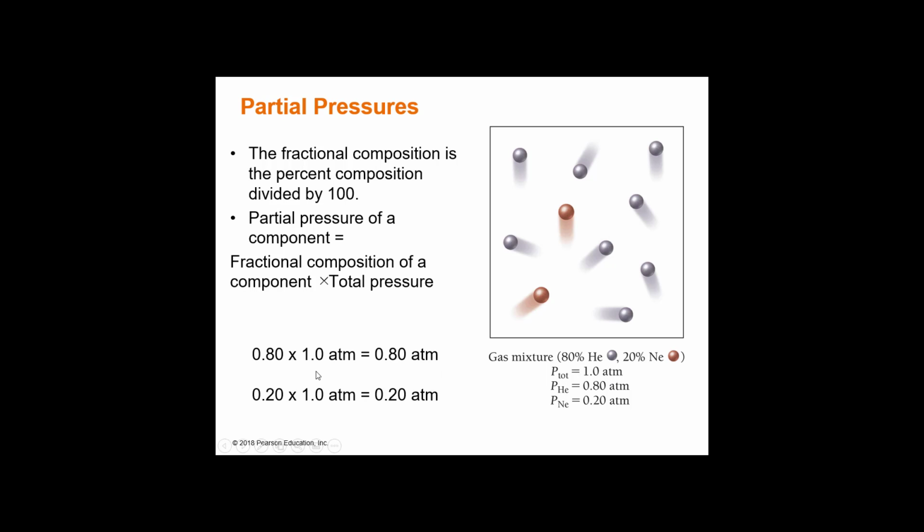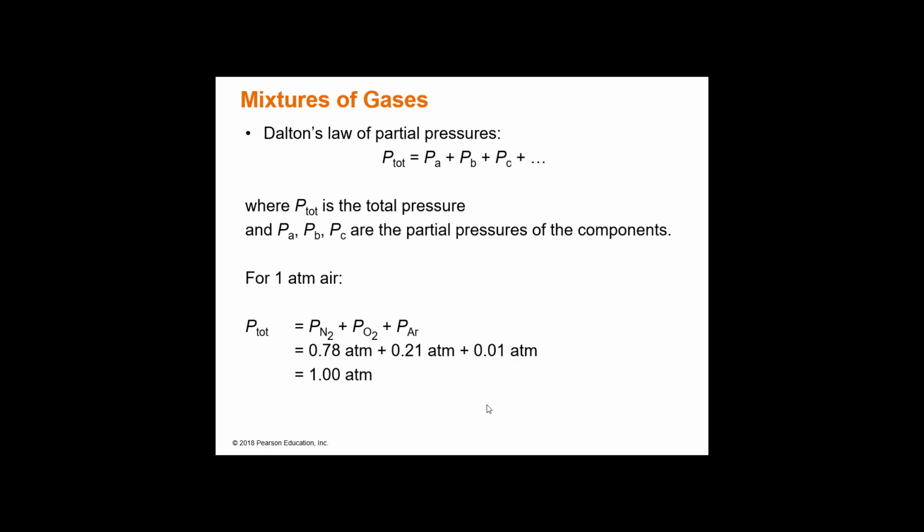So 0.80 times 1.0 atm equals 0.80 atm, because the fractional composition has no units. Same goes for neon. The partial pressure of neon is 0.20 atm, but it's given to us in percentage form as 20%. We divide that by 100, multiply it by the total pressure, and that gives us our 0.20 atm. If we add these together, that gives us the total pressure of the system. So let's continue on with this. If we are given the percentages of our atmospheric pressure, we change them.